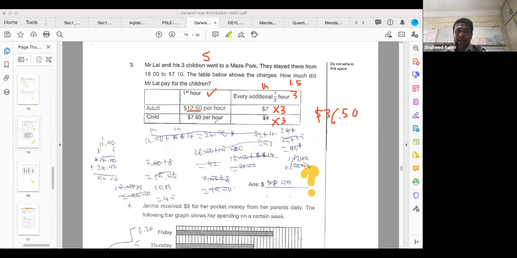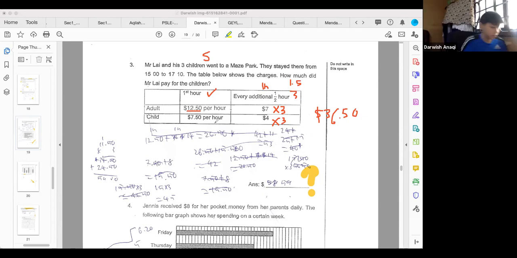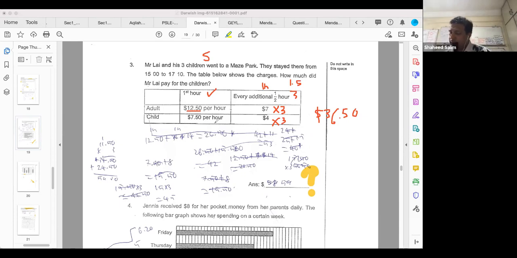Then you tell me how much Mr. Lai has to pay first. $33.50, is it? $33.50. Good. Okay, what about the child? How much must every child pay? $19.50. Good. So how many children are there? 3. So we don't need to find out how much Mr. Lai paid for himself, but just the children. So how much must the children pay?